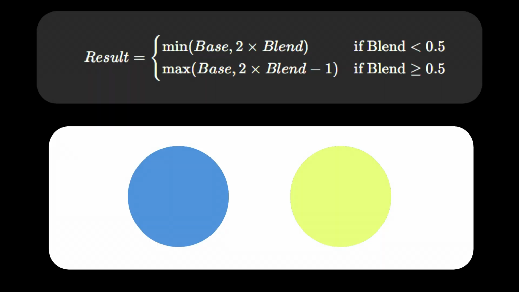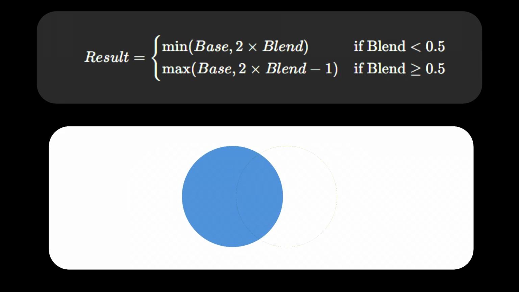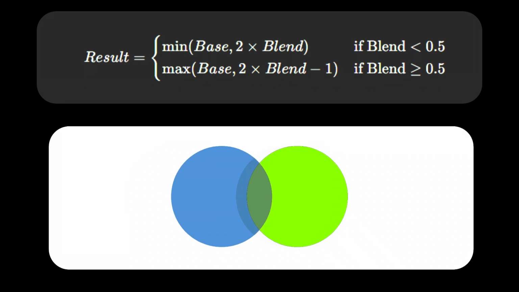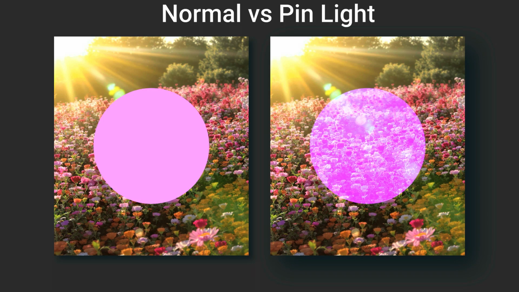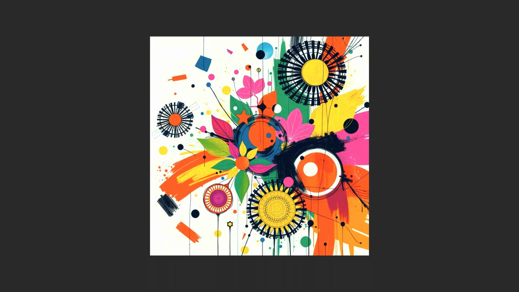Pin light replaces pixels instead of blending. If the blend is lighter than 50% gray, it replaces darker base pixels. If the blend is darker, it replaces lighter base pixels. In our example, this caused patchy replacements, especially in the violet circle. Its best use cases are for creative glitch effects and abstract designs.